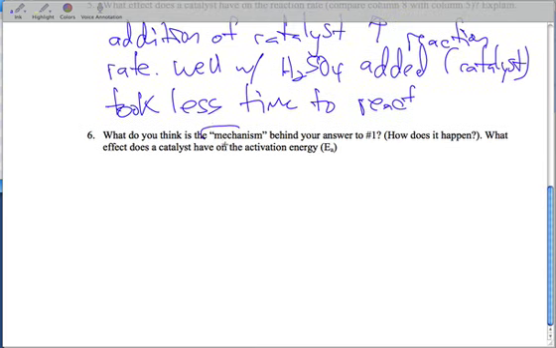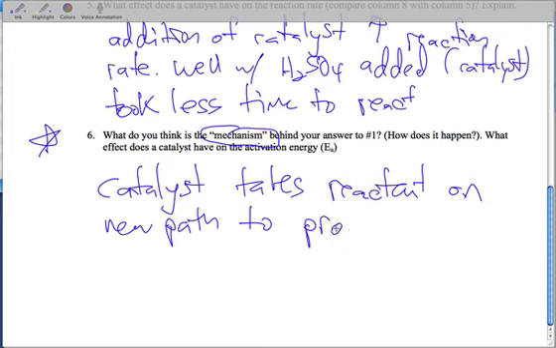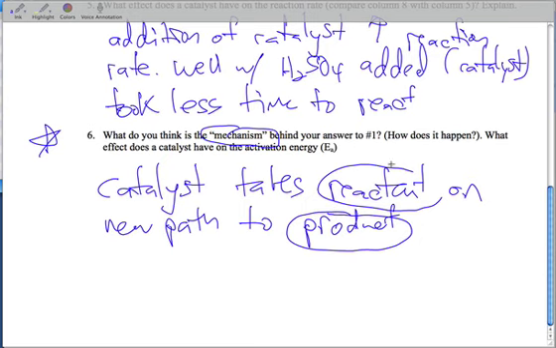What is the mechanism? This one's a very important one. Okay, so a catalyst takes reactants on a new path to product, and I think it's really important that you understand that the reactant is being converted to the product. We're not changing where we start or where we end, okay? But it took it on a new path with a lower energy of activation.